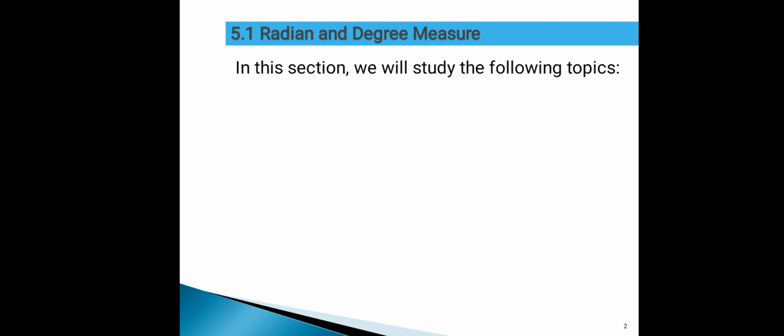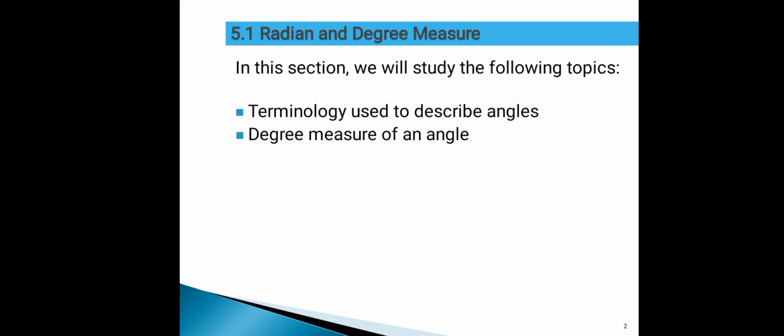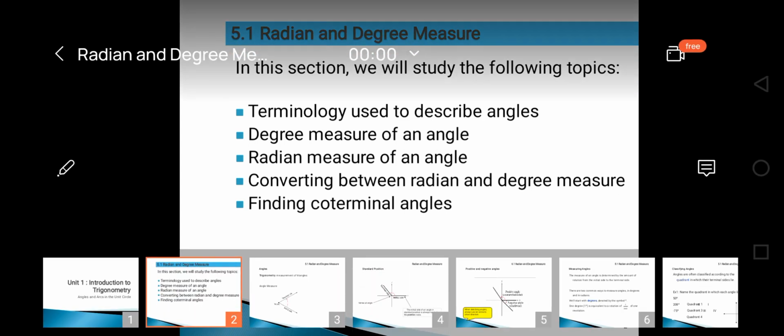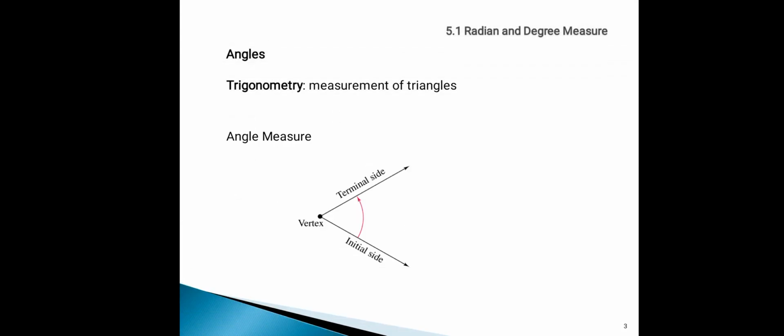Radians and degrees. In this section we will study the following topics: terminology used to describe angles, degree measure of an angle, radian measure of an angle, converting between radian and degree measure, and lastly, finding coterminal angles. So, angles, trigonometry, measure of triangles.